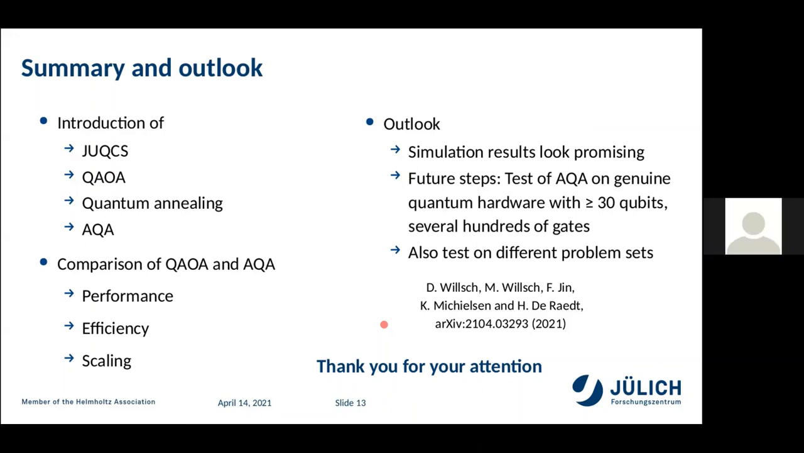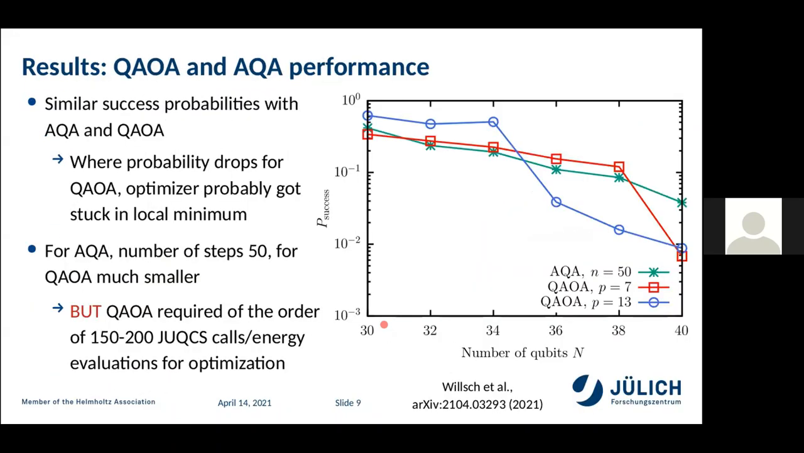Thank you for a very interesting talk. Could you go to slide 9, I think? Yes. So in here there is a success probability for a different depth of the quantum approximate optimization algorithm. And I thought that with the increase of this P number, you would also see an improvement in the success probability. So why is 13 lower than 7 in here?